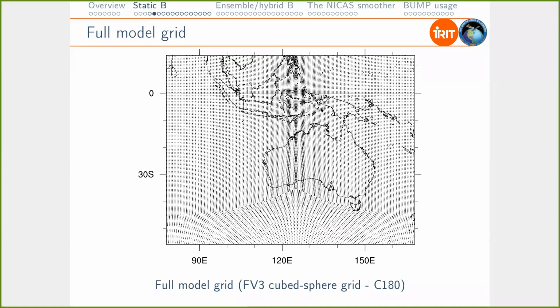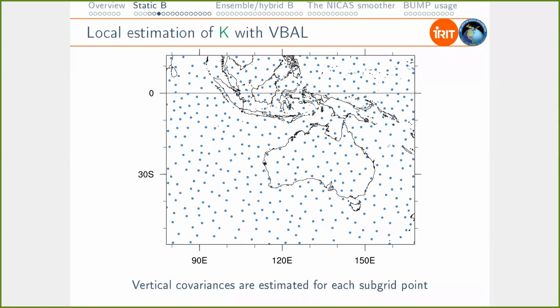So here is an example of how to compute the vertical balance, so the vertical regressions. Here is, for instance, the full model grid. It's the V3 cubed-sphere grid at C180 resolution, and it's way too dense for what we need. So we will just choose a sample of points, and we will compute vertical covariances, cross covariances between variables, for each of these subgrid points.